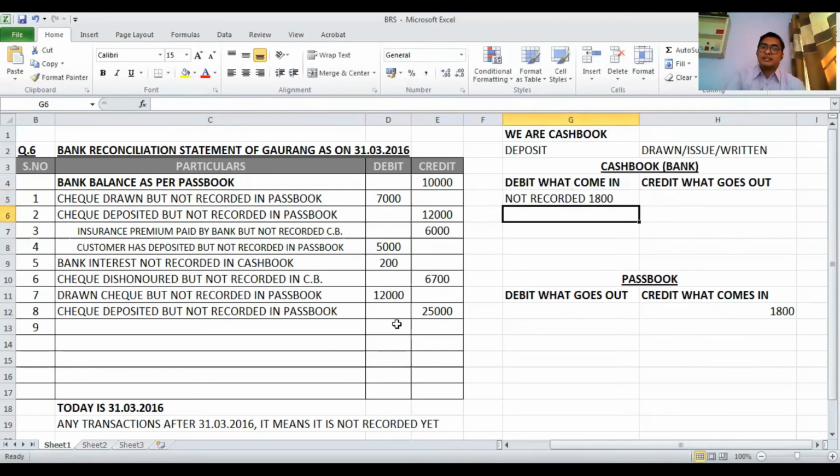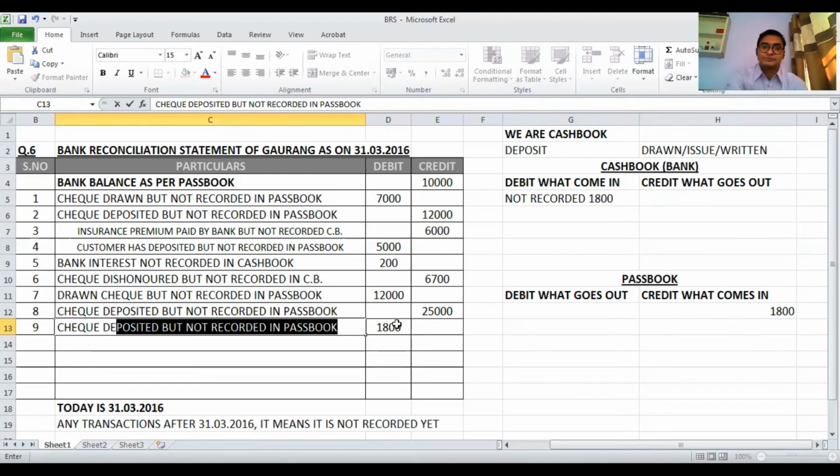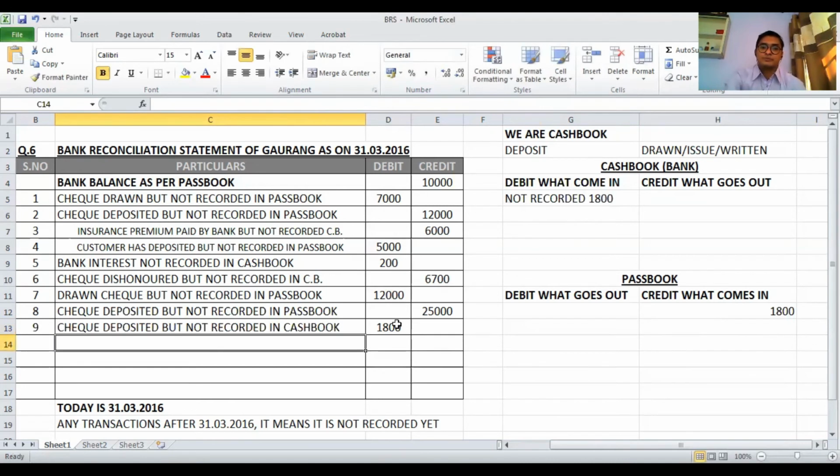So now on the debit side of BRS, we have to record that check deposited but not recorded in cash book. Simple. Check deposited but not recorded in cash book. It is on the debit side, so we have recorded on the debit side. Got it? Then at last, point number 10: bank has debited 20 in passbook for bank charges.